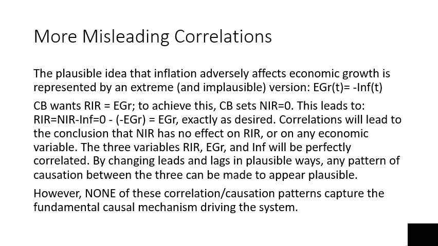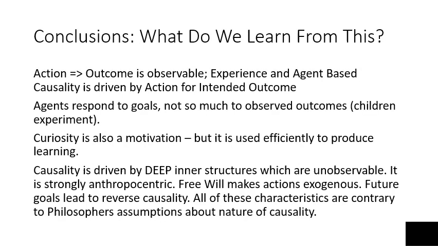And by changing the timing structure a little bit, you can get any type of causal pattern between these three as you like. So none of these correlations between real interest rate, economic growth, and inflation are correct, but the data can generate any pattern by making slight changes in the way that things are observed and set. So again, this comes to the same conclusion, that the correlation structure does not reveal the underlying causal structure. So ultimately, what do we learn from this?